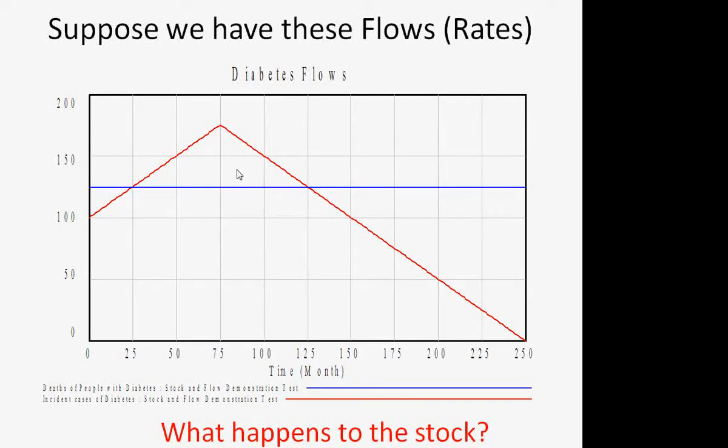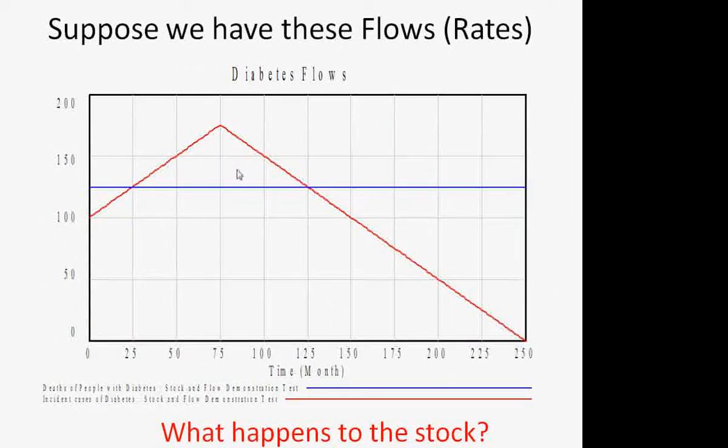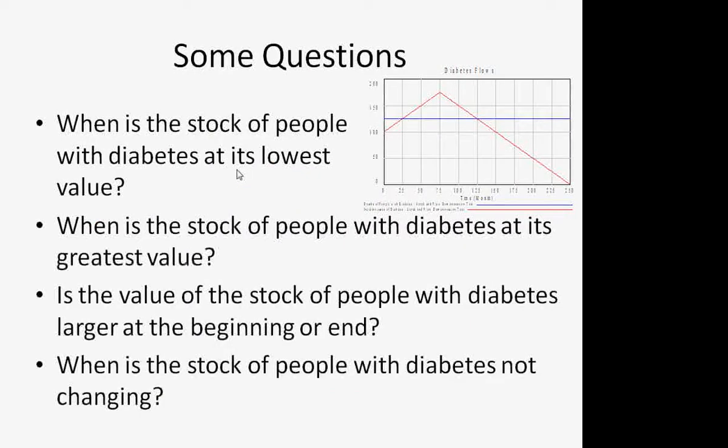Maybe we'll leave this for another time, in the interest of time. But let me ask this: when is the stock of people with diabetes at its highest value? So this is diabetes flows. This is outflow and inflow. When is the number of people with diabetes at its highest value?